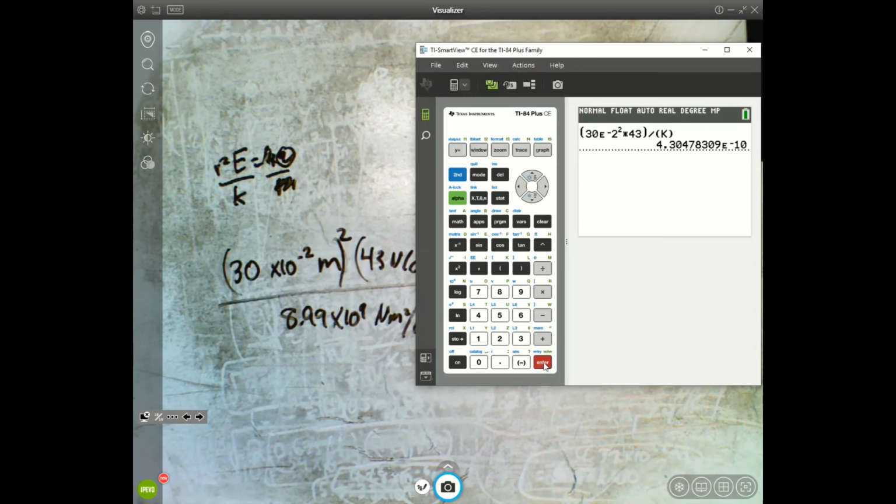And our charge is 4.3 times 10 to the negative 10 coulombs, right? Or we could write it as 43 nanocoulombs, because if we move the decimal place over one spot, that would be times 10 to the negative 9. You could answer it both ways. Both would be correct. Okay, so that's it.